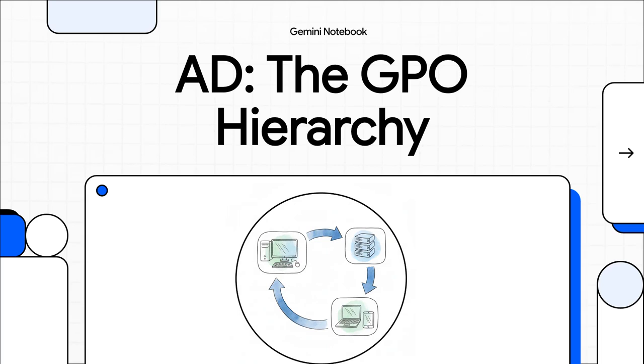Welcome to this explainer. Today, we're doing something pretty cool. We're going to visually map out one of the most powerful tools in network management. If you've ever wondered how huge organizations keep hundreds or even thousands of computers secure, updated, and perfectly configured without a small army of IT pros running from desk to desk, you're in the right place. We're going to build a comprehensive infographic together that demystifies Active Directory's GPO hierarchy.